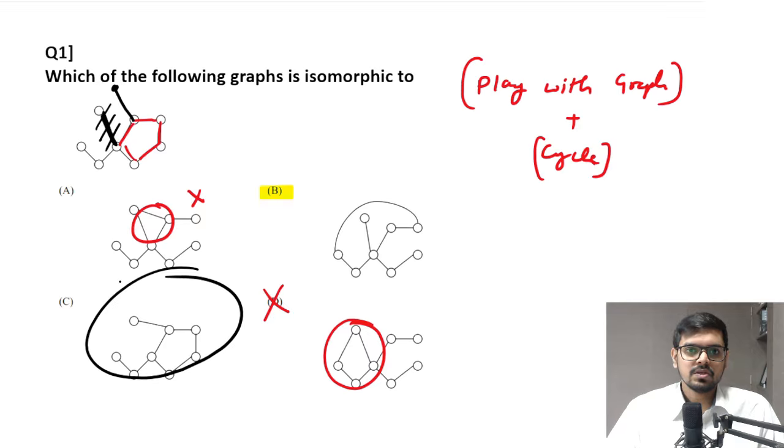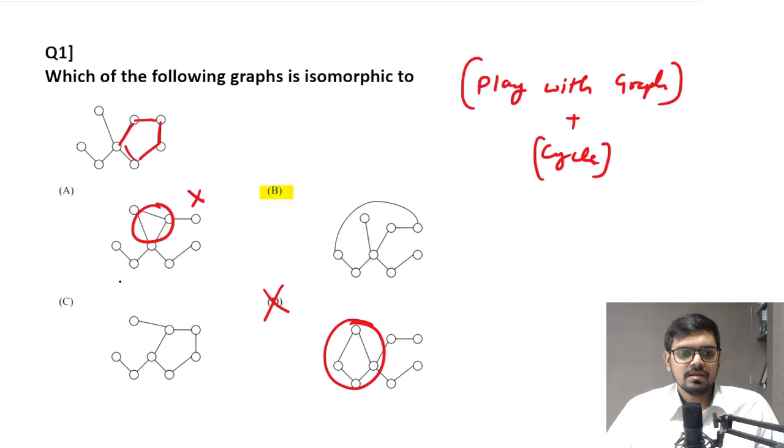So cut and paste is not allowed. You can play with the graph, but you cannot cut and paste. So cut and paste was going on. For that reason this is wrong, and hence only one option is left. Option B is correct. Makes sense.